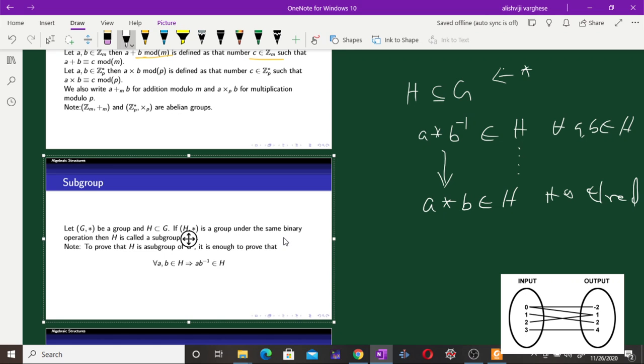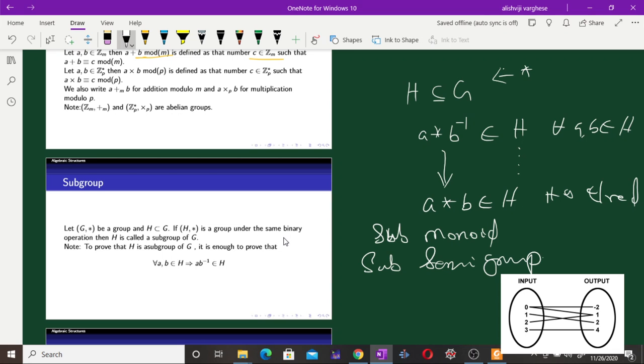In a similar way, we can define terms like monoid, submonoid, and subsemigroup. All those definitions are valid. If you have a monoid M and N is a subset of M, and if you restrict the binary operation star defined on M to N, and if N with star is a monoid, then it is known as a submonoid. And in a similar way, we can define the case of subsemigroup also.